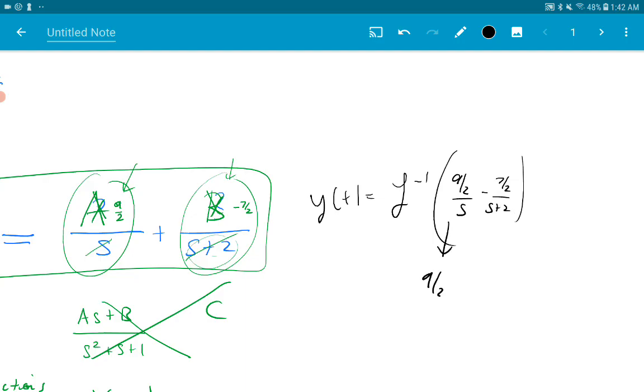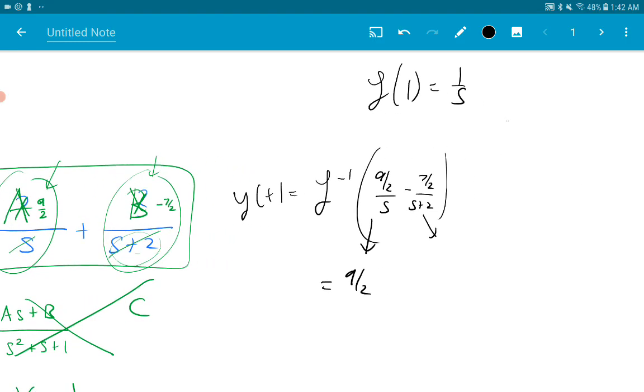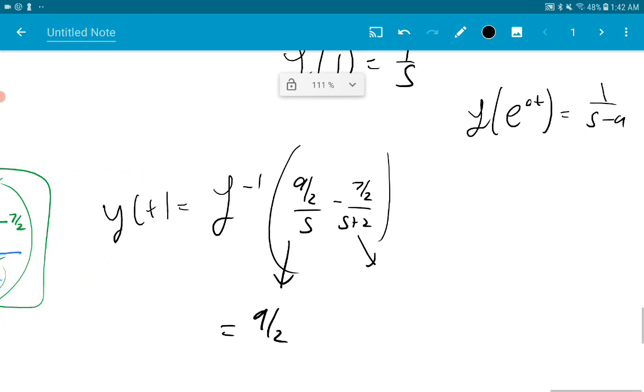Well, this one is just 9 over 2, because remember the Laplace transform of 1 is just 1 over s. So the Laplace transform of 9 over 2 will be 9 over 2 over s. And then what about this one? This is that exponential. Remember the Laplace transform of e to the at is 1 over s minus a. So think about what a would have to equal here to get the bottom to be s plus 2. I think you'll agree that a must be negative 2. So it'll be e to the negative 2t, but then because I have a minus 7 halves on top, it'll be minus 7 over 2 e to the negative 2t.